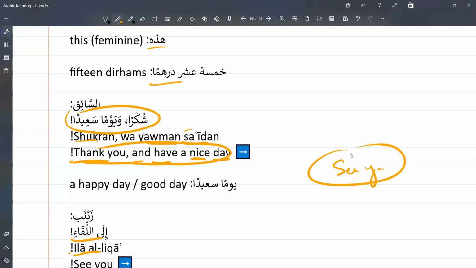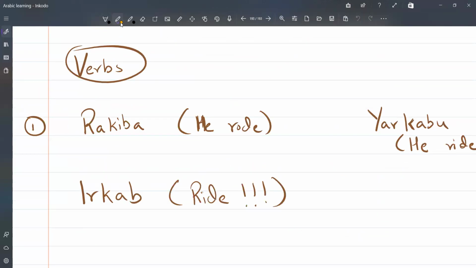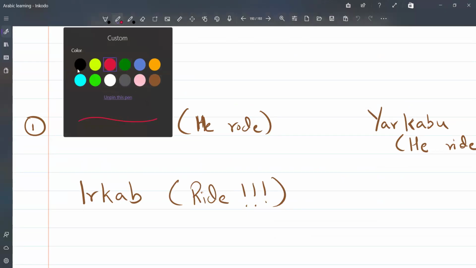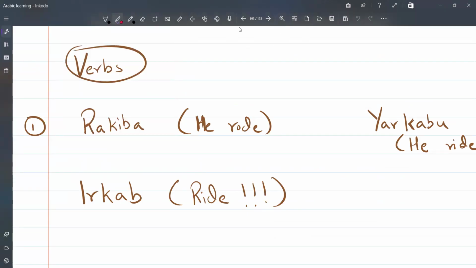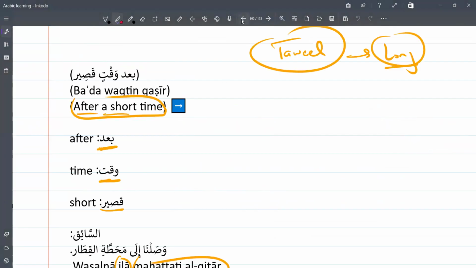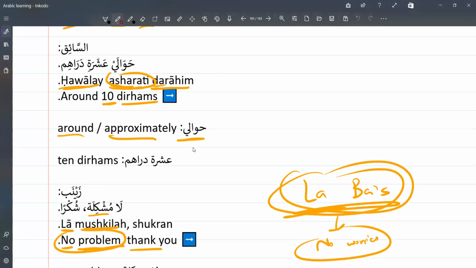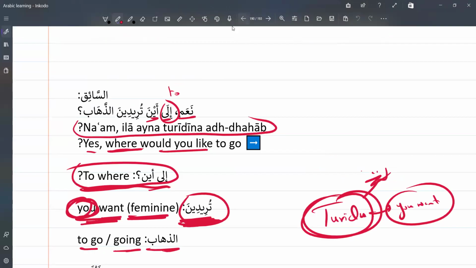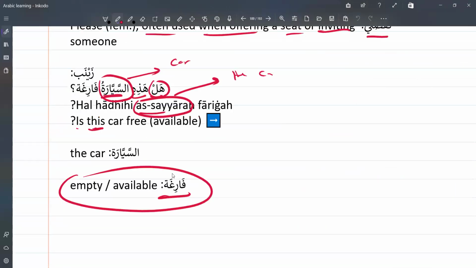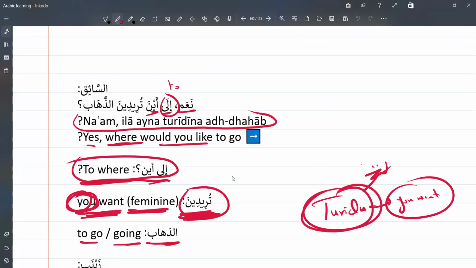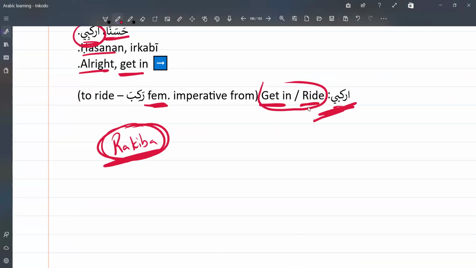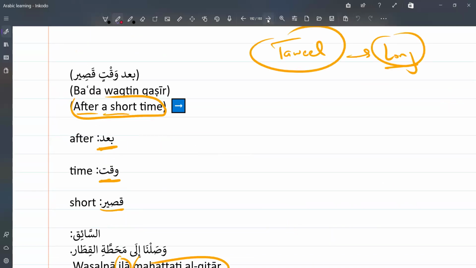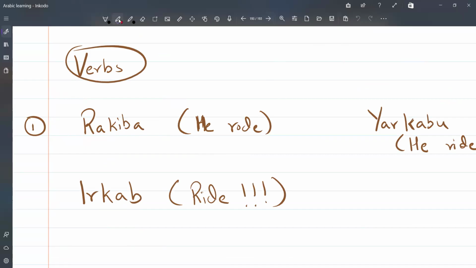Now, before we end the video, I want you to learn these three verbs that were used in this conversation. We have used a verb called irkabi in this conversation. Irkabi means get in or ride, for female. It's a command form.